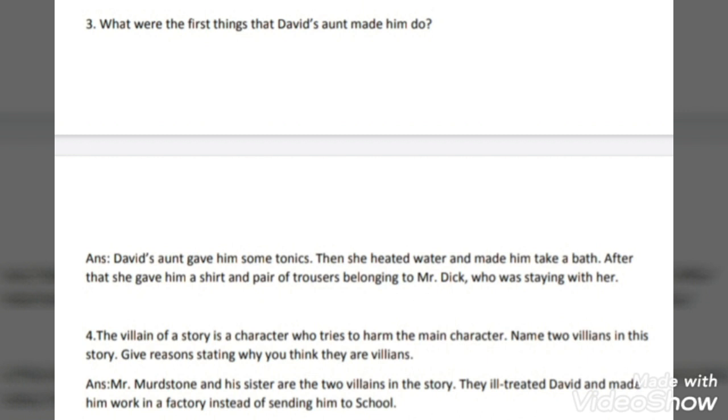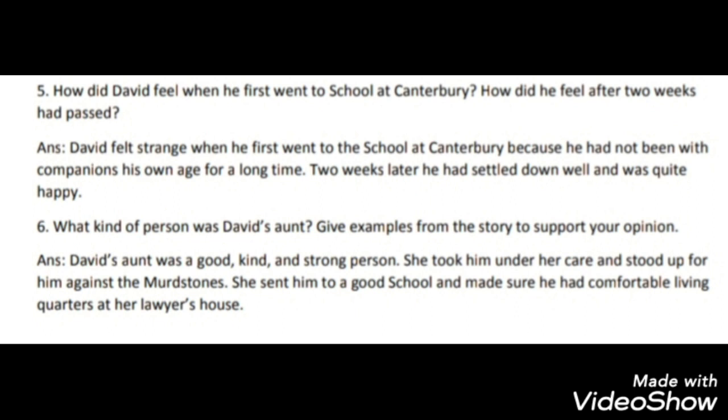How did David feel when he first went to school at Canterbury? How did he feel after 2 weeks had passed? Answer number 6. David felt strange when he first went to the school at Canterbury because he had not been with companions his own age for a long time. 2 weeks later, he had settled down well and was quite happy.